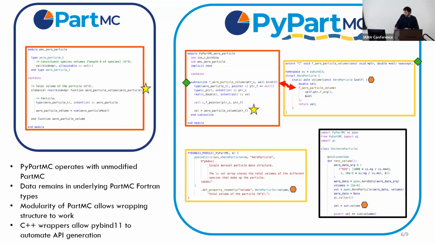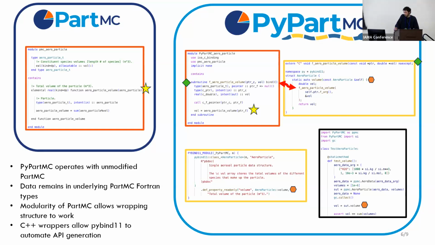Now, once we have our C++ wrapper, we pass this information on to PyBind11, which then automates the API generation. And once the API is generated, we need to test to make sure that our wrappers work as we would expect. So there's this example test file in black on the right-hand side, where it's just a simple Python test program where we're checking to make sure that if we set the particle volume to some value, this function will return that same value. So our wrappers are working as we would expect. So the main takeaway from this slide is that PyPartMC operates with unmodified PartMC Fortran code.